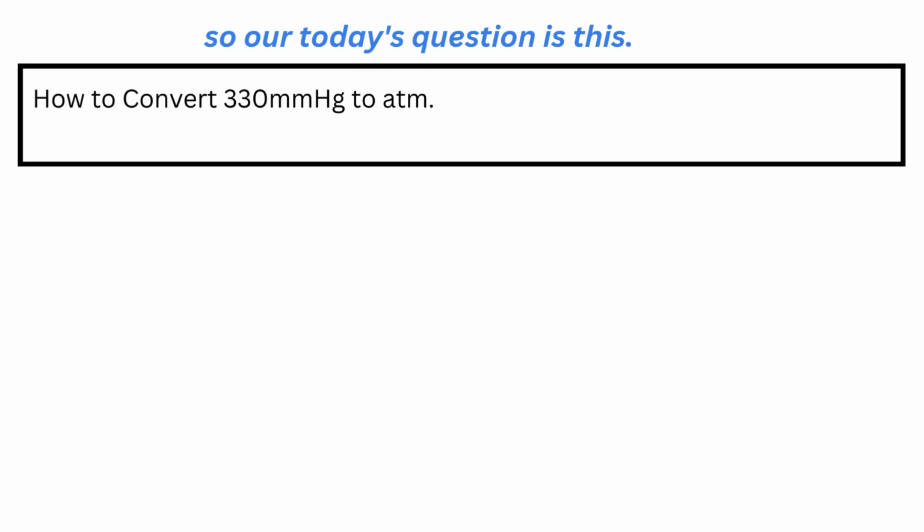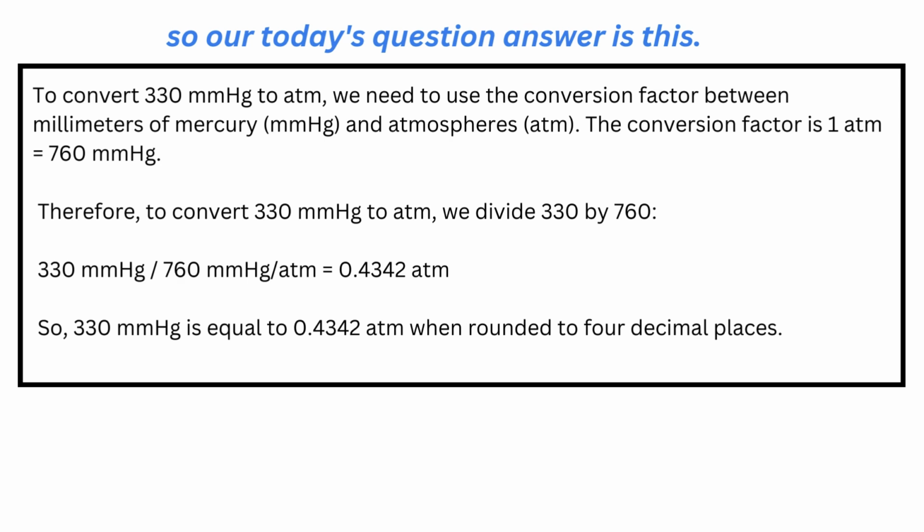Convert 330 mm Hg to ATM. Correct answer: to convert 330 mm Hg to ATM, we need to use the conversion factor between millimeters of mercury, mmHg, and atmospheres, ATM. The conversion factor is 1 ATM equals 760 mmHg. Therefore, to convert 330 mmHg to ATM, we divide 330 by 760.